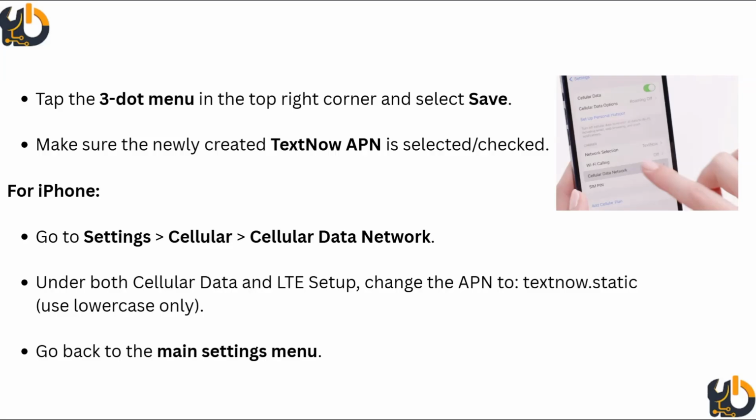For iPhone, go to Settings, then go to Cellular. In it, find Cellular Data Network. Under both Cellular Data and LTE setup, change the APN to textnow.static. Use lowercase only. Then go back to the main settings menu.